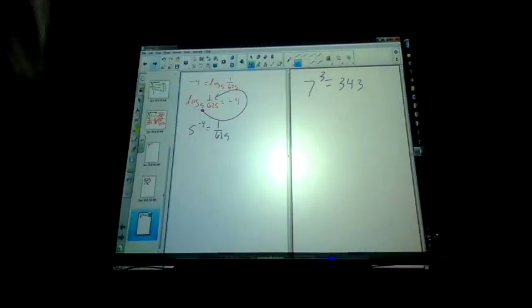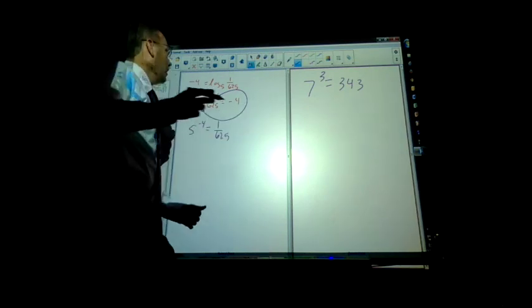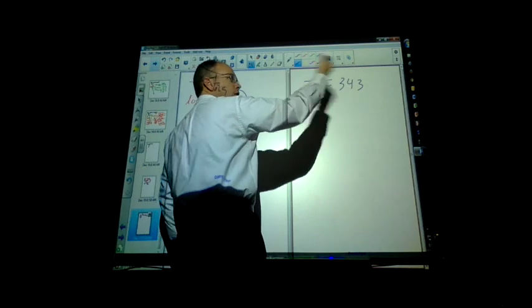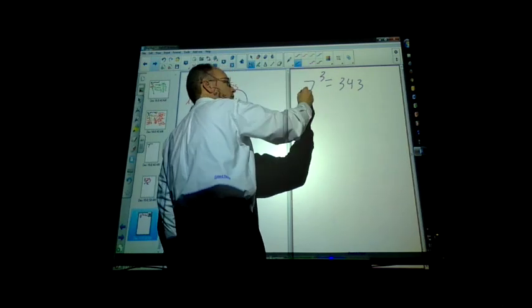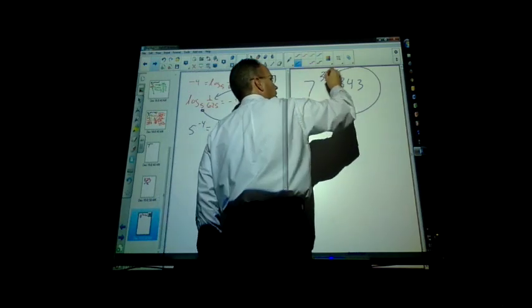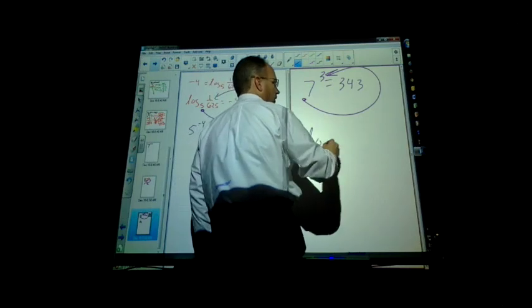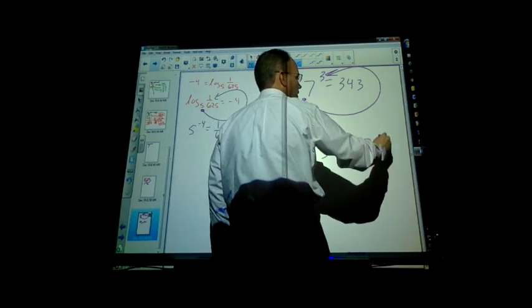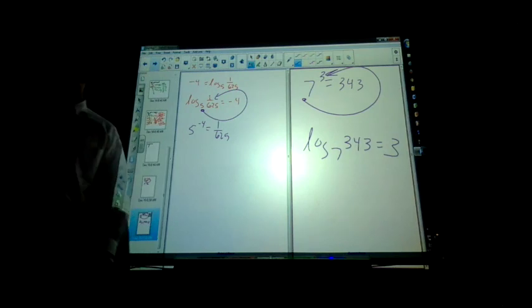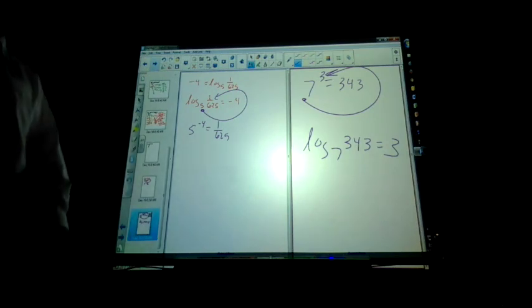Let's write that down. If I wanted to write this as a logarithm, make sure the exponent stuff is on this side, which it is. You start here and go around, and you say log base 7 of 343 is equal to 3. Is that okay? Make sure your log stuff is on the left side. If it's not, you flip it over.